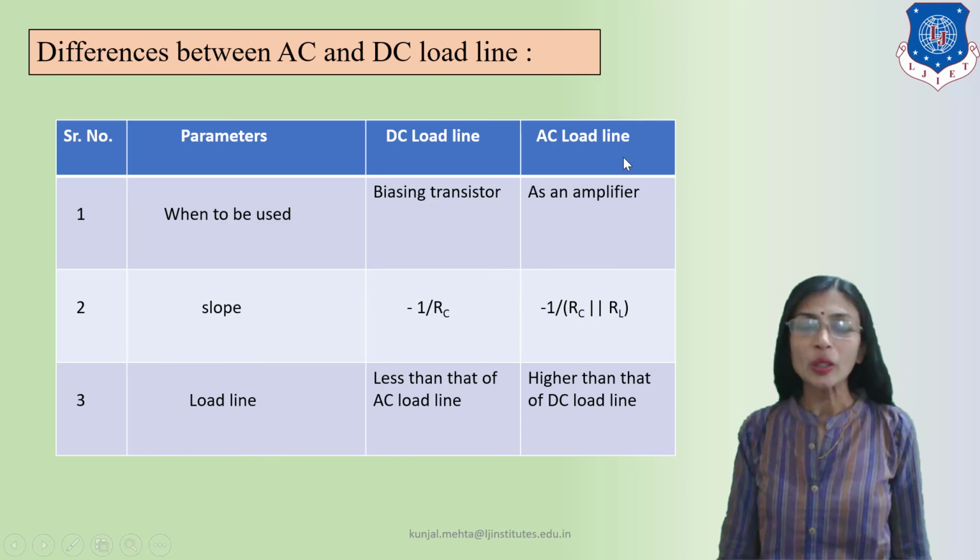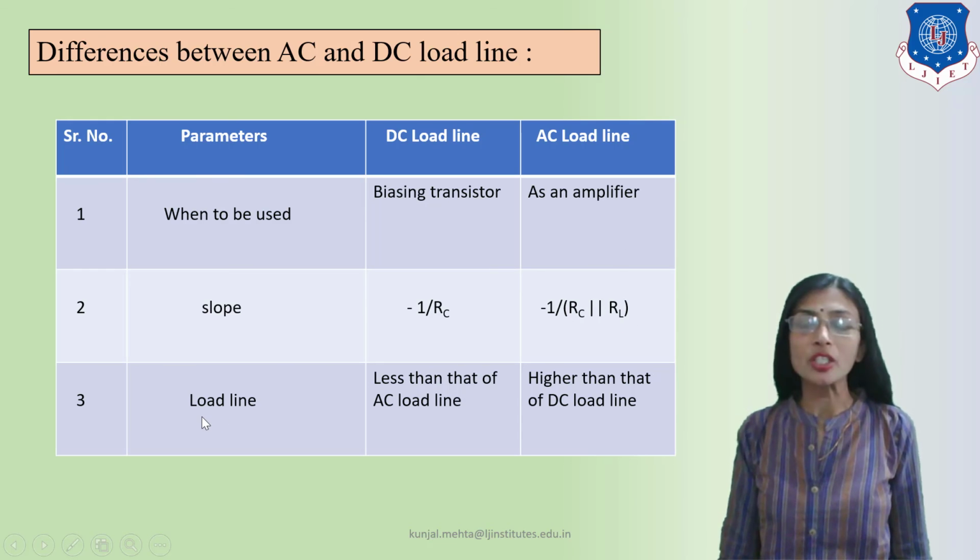Similarly, the slope of the DC load line is equal to -1 upon RC. We are considering only the collector resistance. But when we are calculating the slope of the AC load line, it is equal to -1 upon RC parallel RL. We will consider both the resistances, one that is the collector resistance and, in parallel, the load resistance.